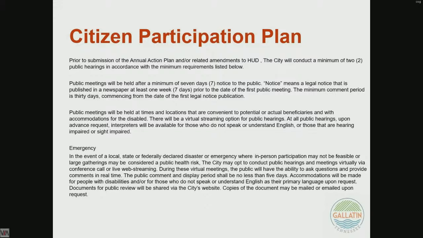And so to start with the participation plan, the city will conduct 2 public hearings in accordance with the HUD requirements, and they will be held a minimum of 7 days prior to public notice. And also we have the emergency clause, in which case we would need to do virtual meetings. That's not the first preference of staff, but if there was a need, that option is there for us, but it's definitely not the primary option.